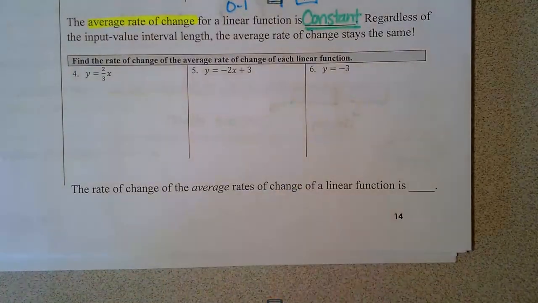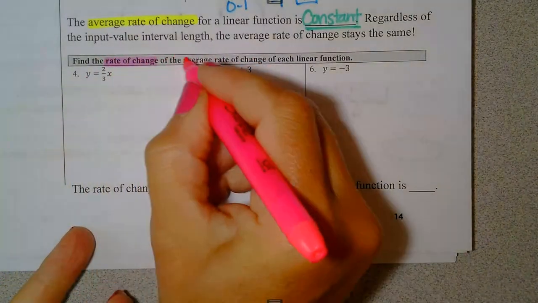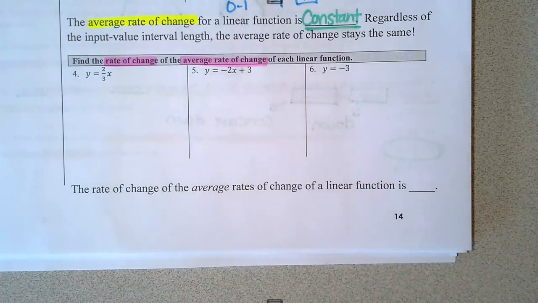Now, this is where it gets a little bit tricky. Okay, they throw in something new. So they're reminding you of what you've learned for many years, and now they want the rate of change of the average rate of change. Okay?